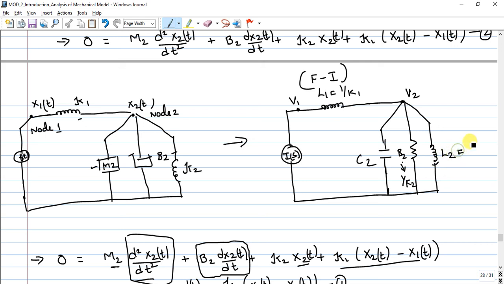So L2 will be 1 by K2. It is not B2 for resistance, I have to represent R. A little confusion. So this will be the resistance R2, and R2 is nothing but 1 by B2. So this will be your equivalent network diagram in terms of force current analogy.